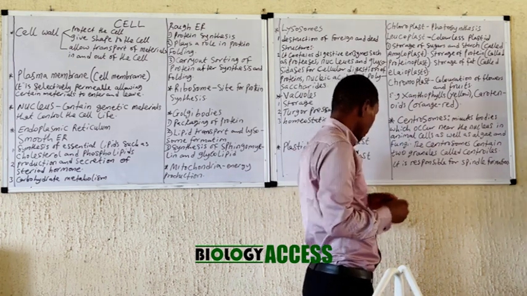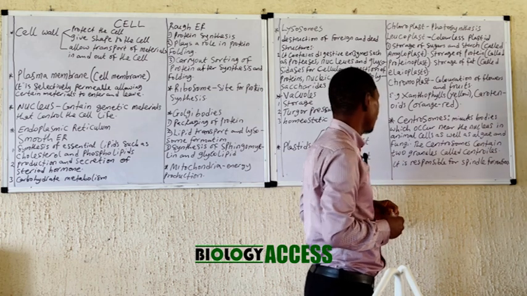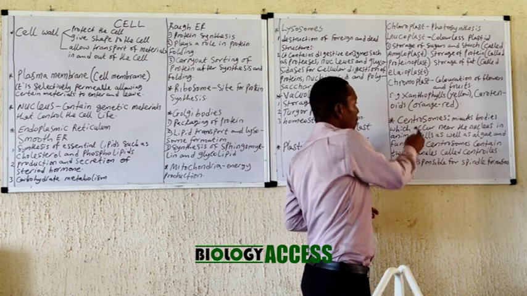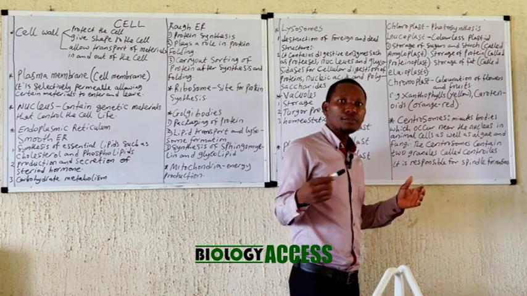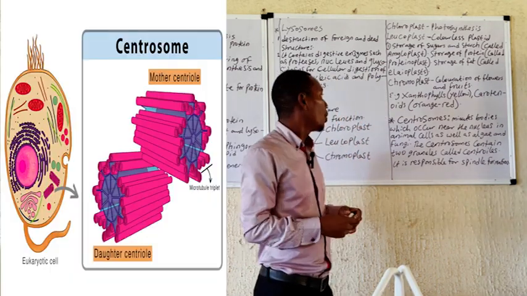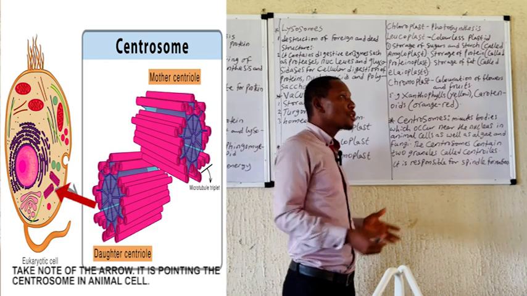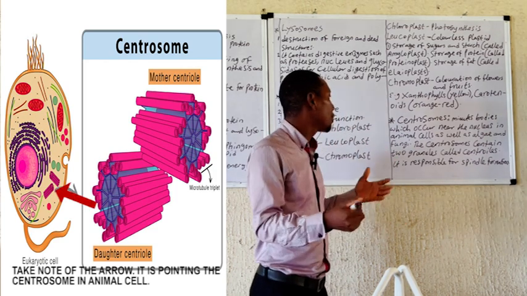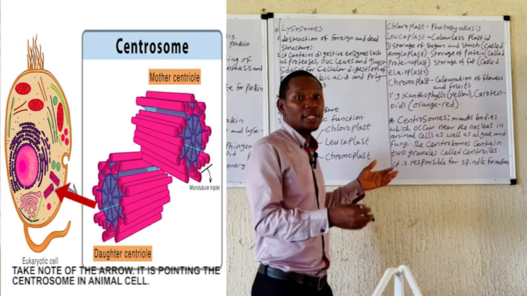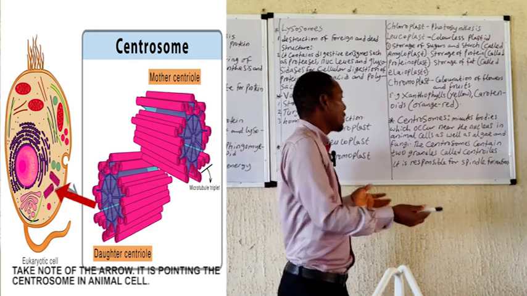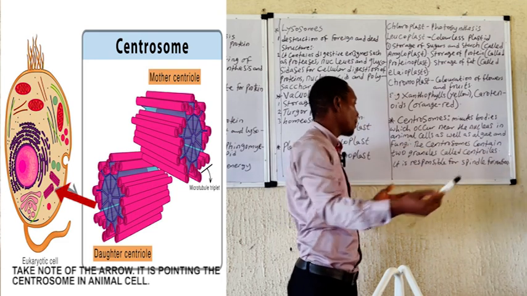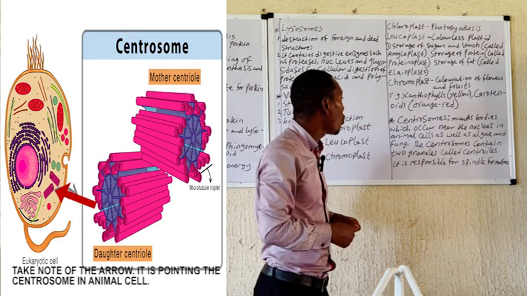And the last structure, which I will discuss, is the centrosome. As we know, it is a minute body that is responsible for forming what we call the spindle fiber. They actually contain two granules. We have the centriole, which is responsible for formation of the spindle fiber.